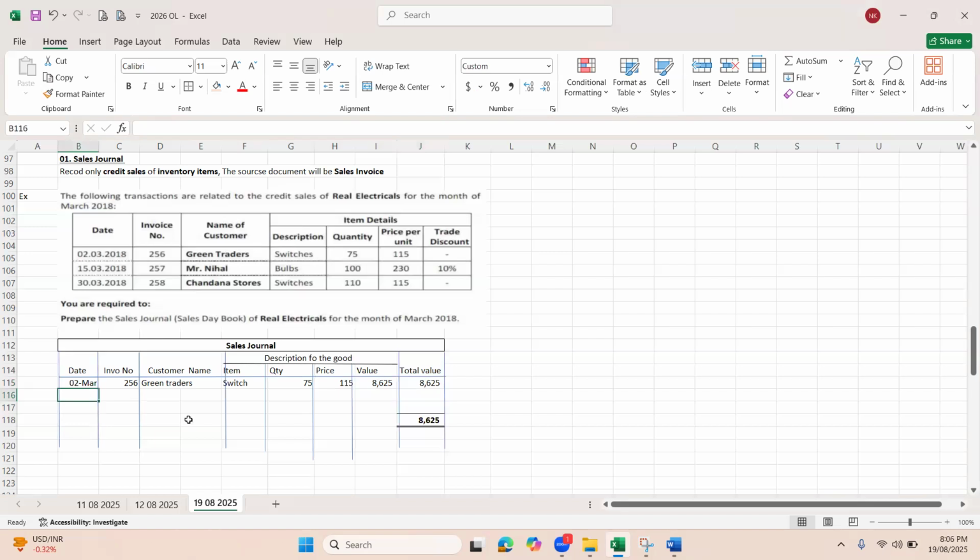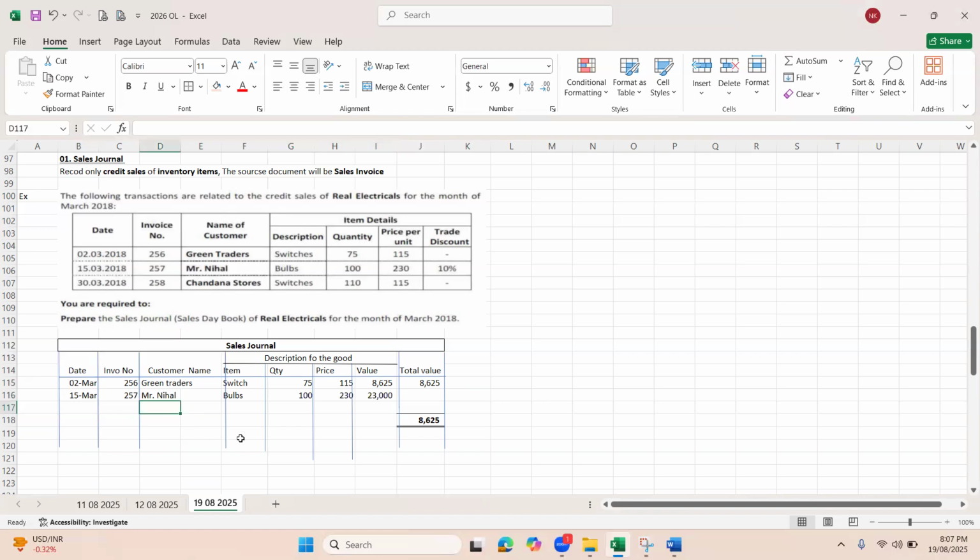Second one, 15th of March, invoice number 257, customer Mr. Nihal. We have done bulbs, 100 quantity at price 230. So 100 into 230, quantity into price, you get the value.